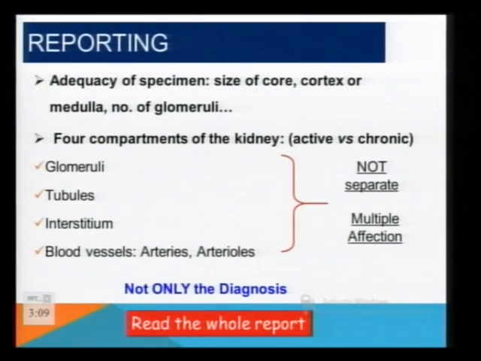When you read the report, do not focus on the diagnosis. Try to read the whole report, because sometimes more important than the diagnosis are the prognostic factors, and these prognostic factors, which would be supplied here, are tubules, interstitium, blood vessels, arteries, and arterioles.